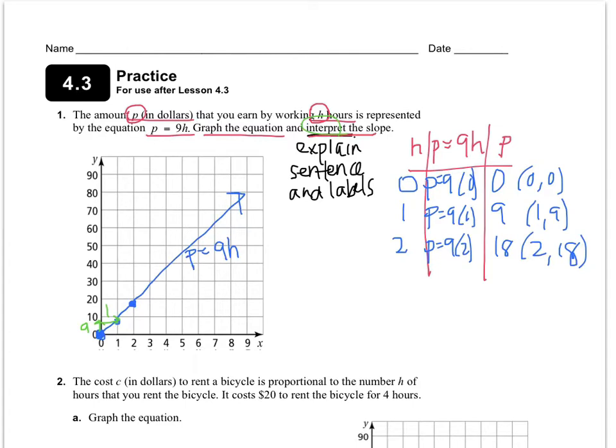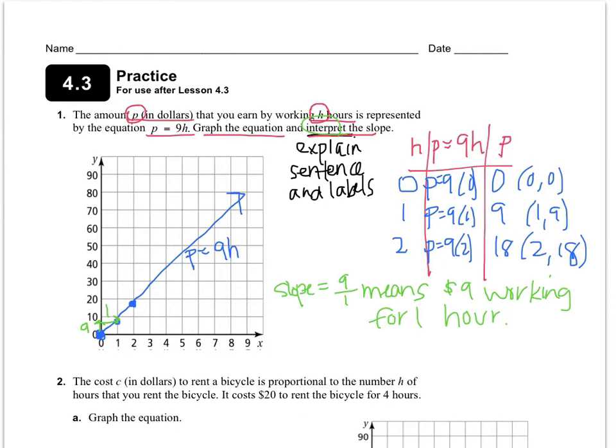So the slope is 9 over 1. That means the Y value stood for the dollars. So that means $9 working for 1 hour. You could say working per hour or working each hour, however you want to say it, but you need a sentence with the labels stating what the slope represents.